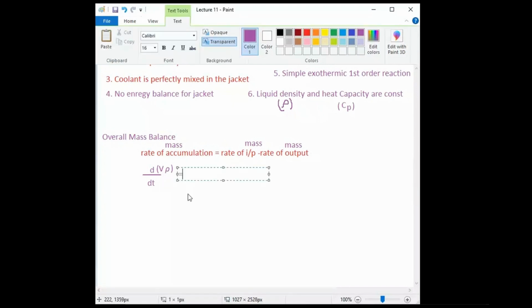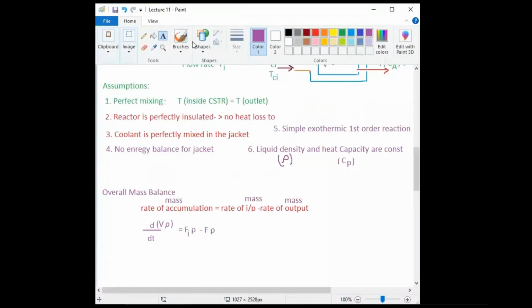Then rate of mass input, we have the flow rate, so Fi into rho, minus rate of mass output, so the outlet flow rate F into rho. And why are we writing rho everywhere? Because we have already considered that the liquid density is constant at the input, at the output, and inside the tank. That is why at all the places we have written rho.